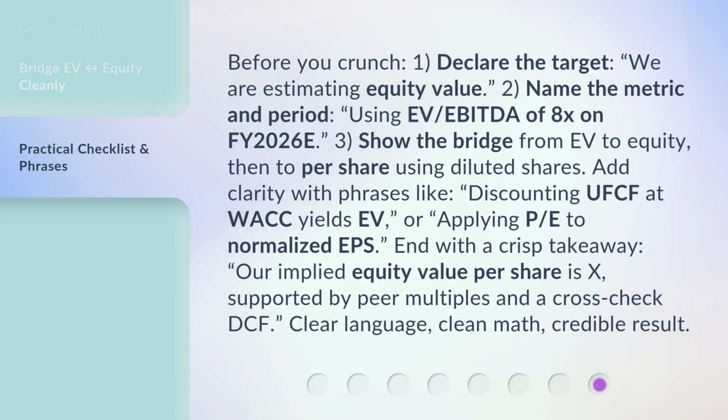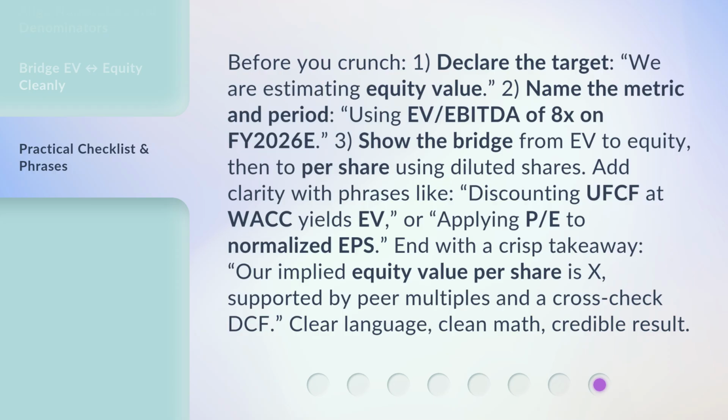Before you crunch, 1. Declare the target. We are estimating equity value. 2. Name the metric and period, using EV/EBITDA of 8x on FY 2026E. 3. Show the bridge from EV to equity, then to per share using diluted shares.